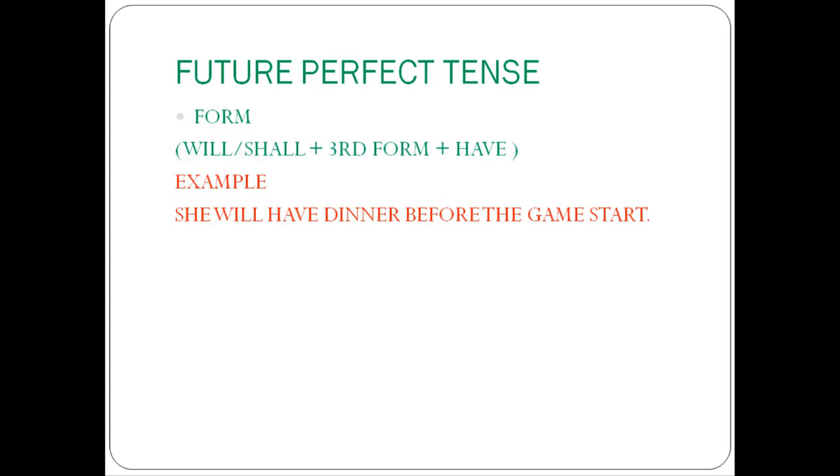After future continuous tense, we move toward the future perfect tense. In future perfect tense, we always use will or shall plus have plus the third form of verb. Like, she will have finished dinner before the game starts. Here we use will or shall, which shows that the activity is in the future, then we use have, which shows that the aspect is perfect, and the third form of verb.